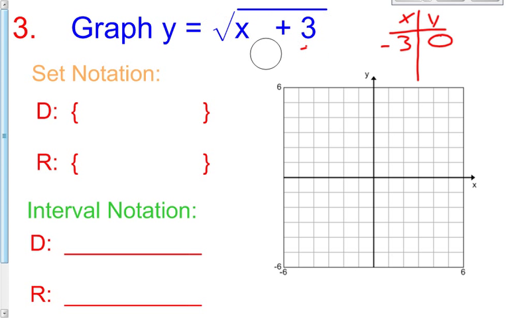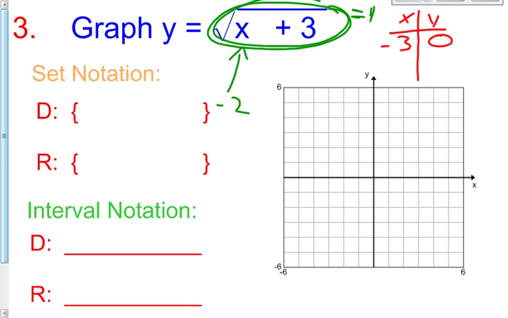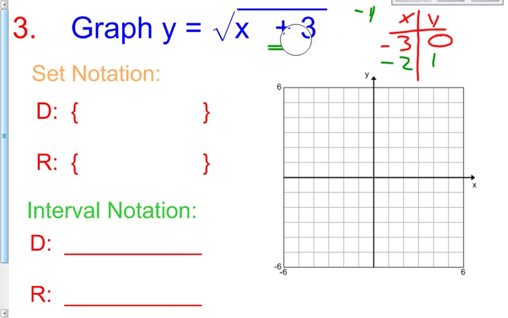Boom cha. Your next convenient point: I would want this whole radical, this whole thing, to equal 1, because I know that the square root of 1 is 1. So what would I have to put in for x to make this whole thing equal 1? Your answer is hopefully a negative 2. What's a negative 2 plus 3? 1. And what's the square root of 1? 1. So if I put in a negative 2 for x, my y value is 1. All right, let's pick 2 more points. I want this whole square root to be the number 4, because I know what the square root of 4 is.